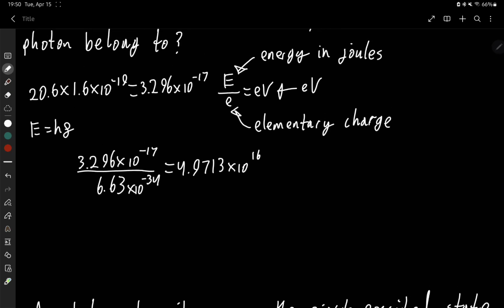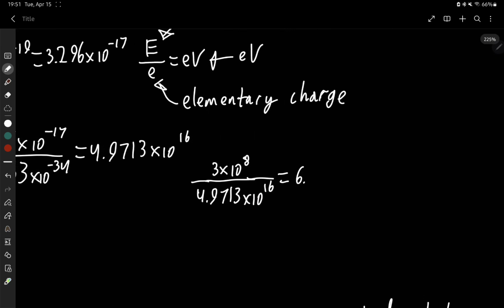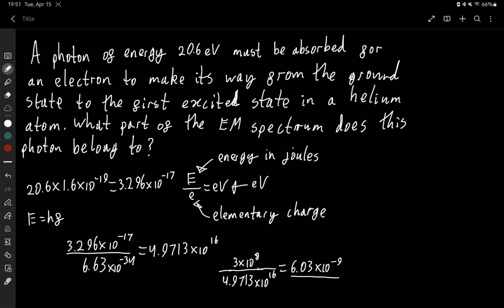Converting to wavelength, we just do speed of light over frequency. So 3 times 10 to the 8 over 4.9713 times 10 to the 16, and that gets you 6.03 times 10 to the negative 9. If you look at the data sheet, this references the ultraviolet range in the EM spectrum. So that's the answer for that.